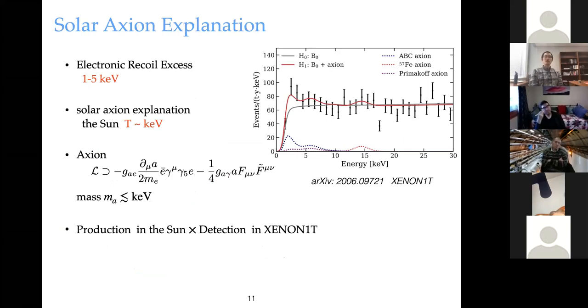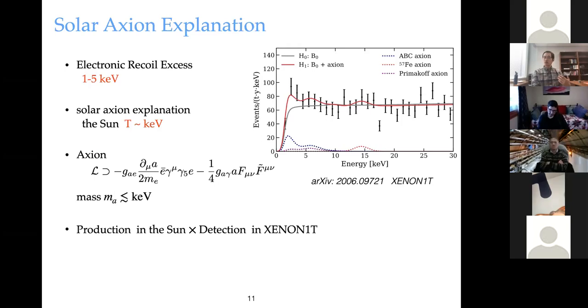So the solar axion explanation, the right-hand plot just gives you a benchmark model that can fit the Xenon excess. But let me give you one more reason we consider the solar axions. Because the electron recoil excess is at keV, or like 1 to 5 keV. And the solar axion explanation removes one free parameter. The sun's temperature is keV, and it can produce axions at keV, so you don't need to put the axion mass at keV. If it's smaller than keV, this is fine.